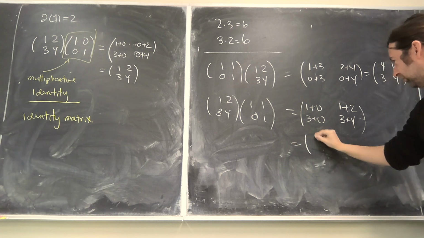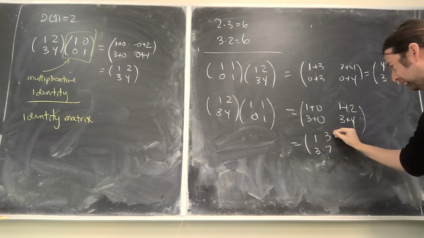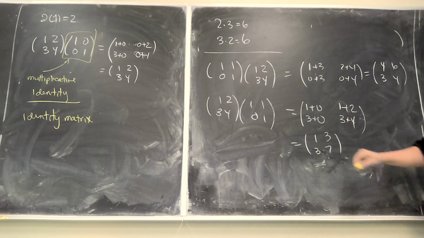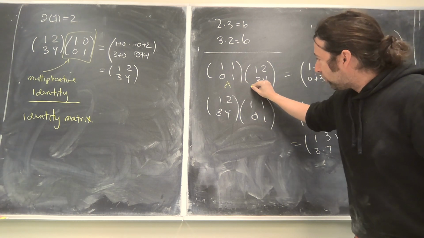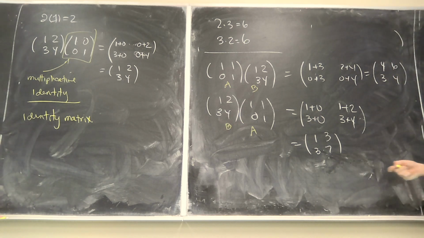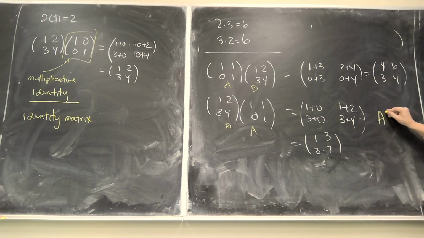Which gets us 1, 3, 3, 7. Oh, please. AB is not equal to BA. So now we have to do algebra in a number system where if I change the order that I multiply things in, I get different answers. A times B is not equal to B times A.